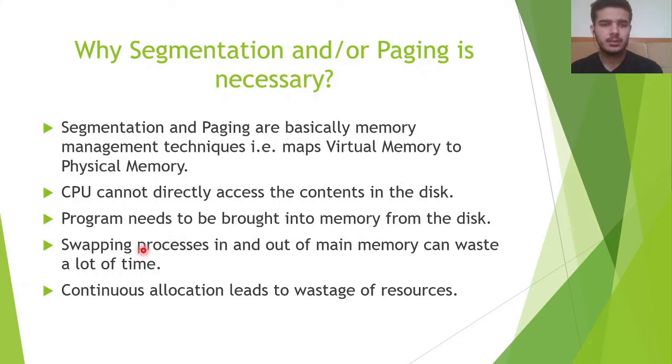There are some other techniques used apart from segmentation and paging to facilitate this, which are swapping and continuous allocation. These two techniques are not very efficient, because in swapping a lot of time is wasted in taking processes in and out of the main memory during a context switch. And continuous allocation leads to wastage of resources, because in between there are very small chunks of memory which are not enough to accommodate any process.